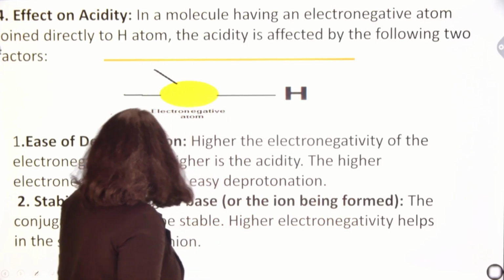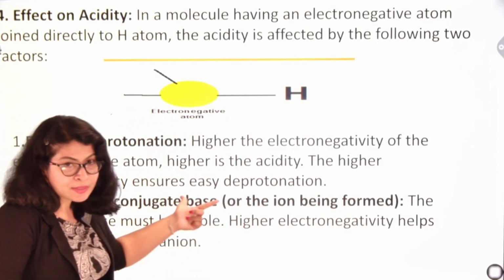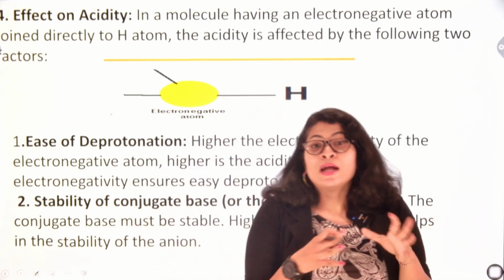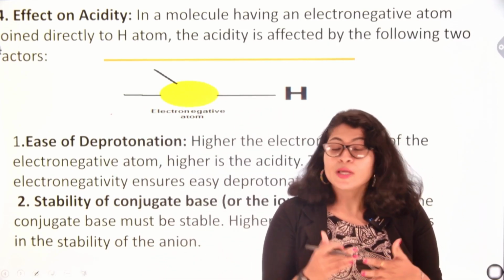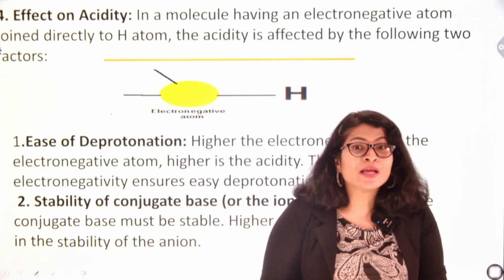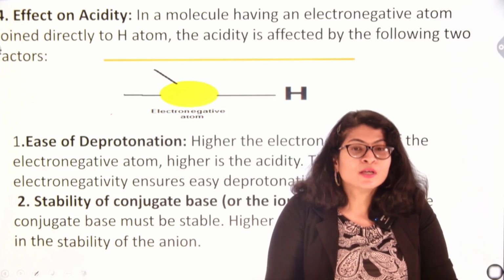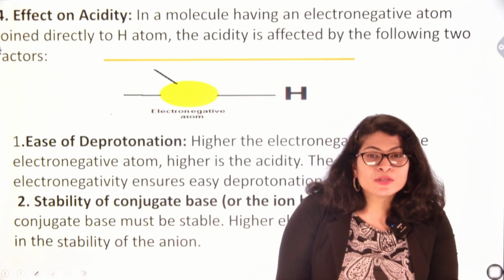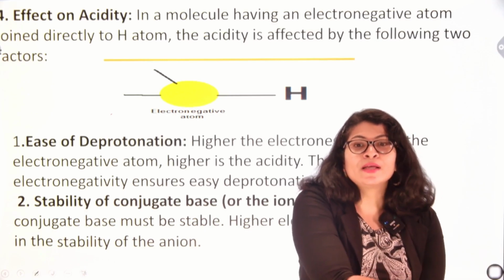And the second is stability of the conjugate base. After a compound has lost one acid, the H+, which is why it was an acid, it now has the tendency to gain an H+. So after the loss of a proton, the remaining substance is the conjugate base of that acid.